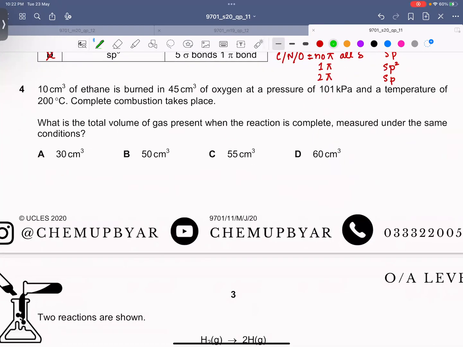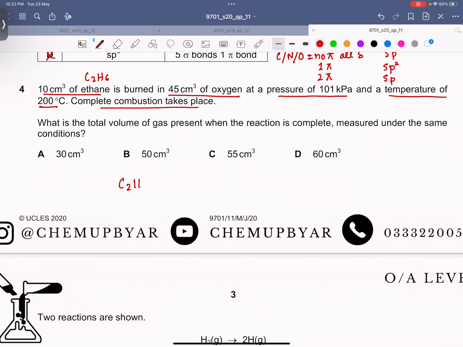Question number 4. 10 cm³ of ethane, C2H6, is burned in 45 cm³ of oxygen at a pressure of 101 kilopascals and a temperature of 200 degrees Celsius. Complete combustion takes place. It means we are going to get carbon dioxide and water.